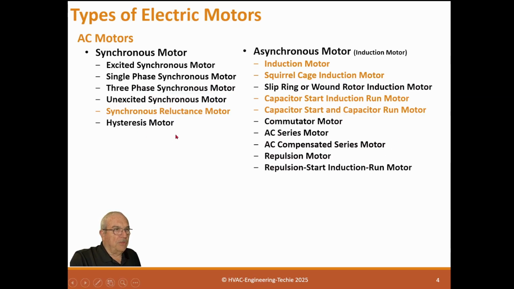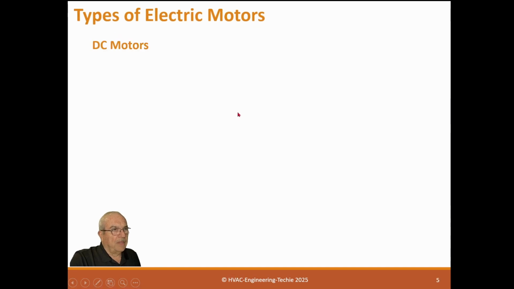Now all these are motors, and the ones that are in orange are the ones we use in the HVAC industry. The black ones are either systems that have been used in the past or systems that are used by industry or appliances or other things that we don't use.